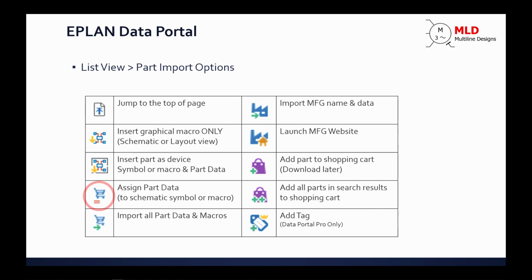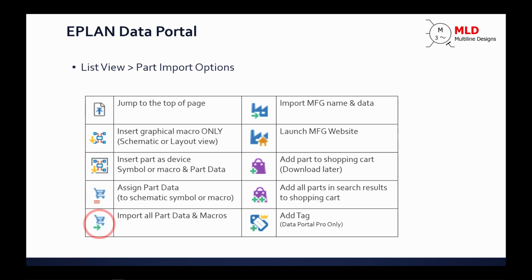Next, we have the shopping cart with the red equals. This is the assigned part data. Many designers work in a workflow in which they place the symbols in the schematic first and then assign parts information later. With this tool, if you don't happen to have the part in your parts database, you can select or multiple select symbols in your schematic and download parts information directly from the data portal to your schematic and your parts database at the same time. This is by far the symbol that I use the most. That is one to import the data, all the parts data. So that would import everything that's associated with that part.